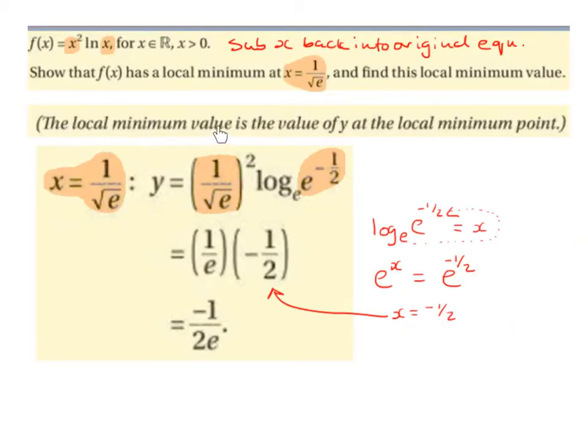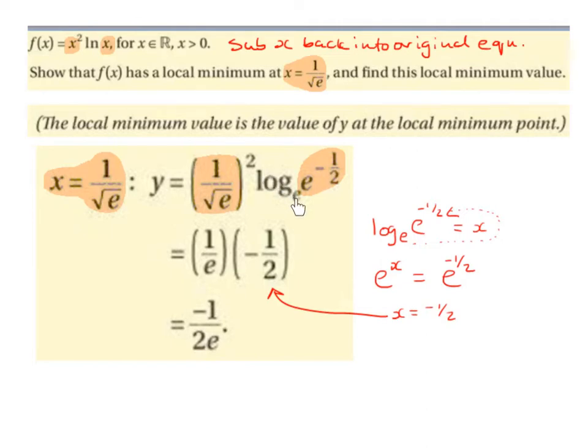So the local minimum value is the value of y at the local minimum point. So if x equals 1 over root e, then y equals (1 over root e) squared times log base e of e to the power of minus a half. So basically, if you take x squared natural log x and you swap each of these x's for 1 over root e with brackets. 1 over root e squared is really 1 squared, which is 1, over root e squared, which is root e times root e, which is just e. So you get 1 over e.